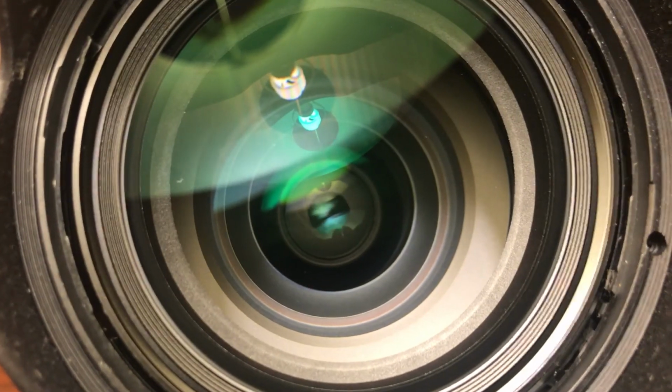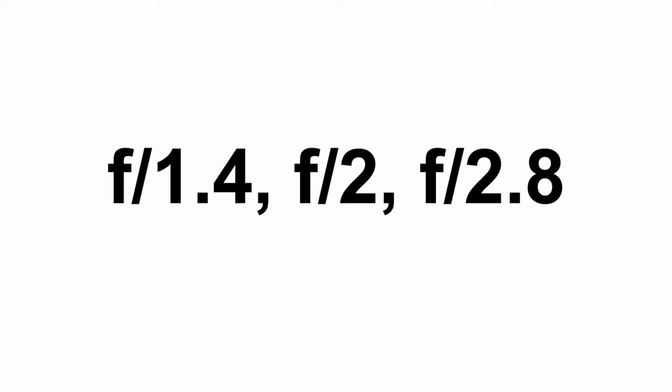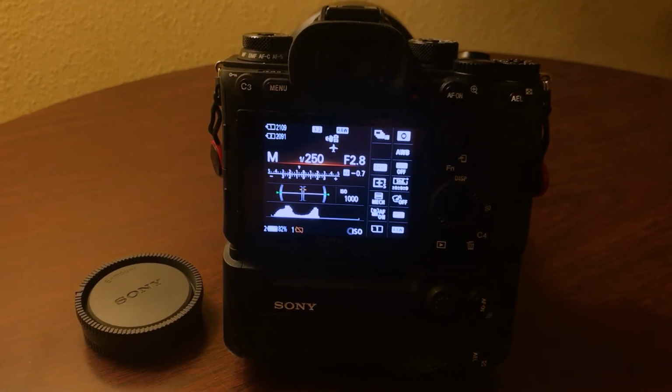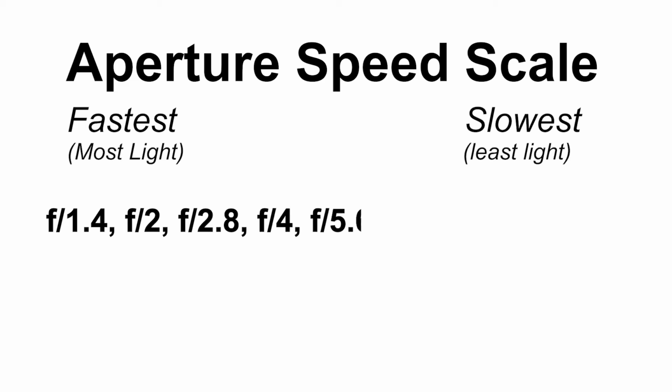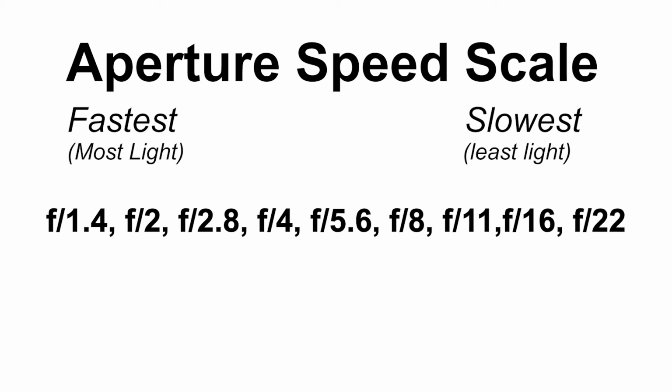Next up, aperture. Aperture is the hole in the lens that lets light pass through to enter the camera. It is measured in f-stops, like so, f1.4, f2, and f2.8, and so on. The f-stop tells you the size of the aperture opening, which can be controlled through the camera. The aperture scale goes like this: f1.4, f2, f2.8, f4, f5.6, f8, f11, f16, and f22.